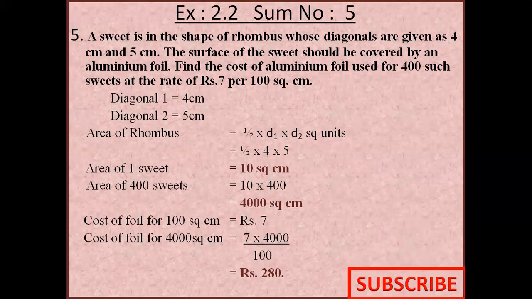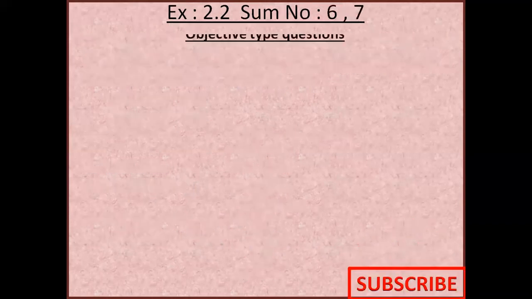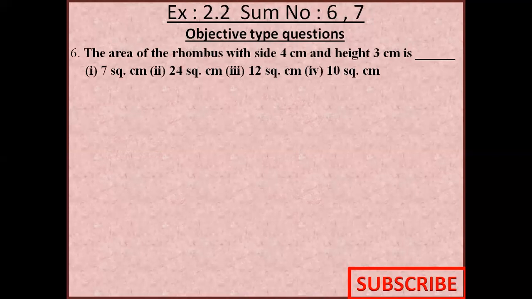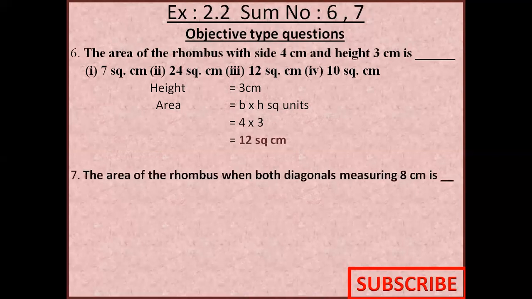Let's move on to the objective questions. The area of the rhombus whose side is 4 centimeters and height is 3 centimeters. The options are given. So let's work out and find the answer. Height is 3, area is equal to base into height. So your area is equal to 4 into 3, which is 12 square centimeters.